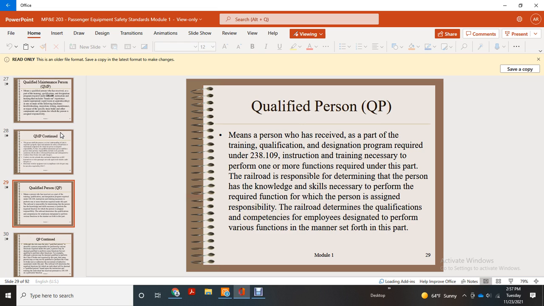Qualified person means a person who has received, as part of the training and qualification designation program required in 238.109, the instruction and training necessary to perform one or more functions required under this part. The railroad is responsible for determining if the personnel have the knowledge and skills necessary to perform the required functions for which the person is assigned responsibility, and determining the qualification and competency of the employee designated to perform the various functions in the manner set forth in this part.